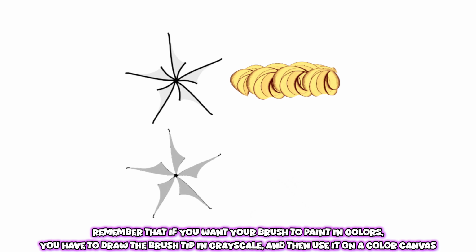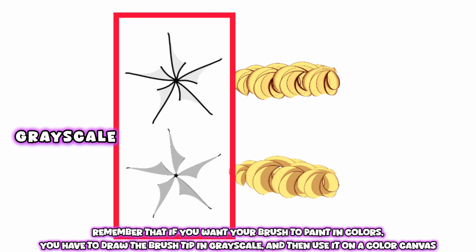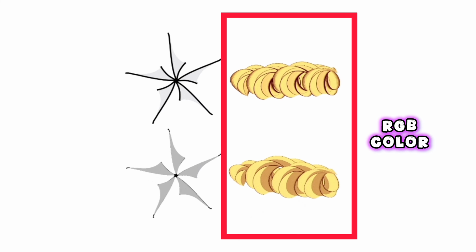Remember that, if you want your brush to paint in colors, you have to draw the brush tip in grayscale and then use it on a color canvas.